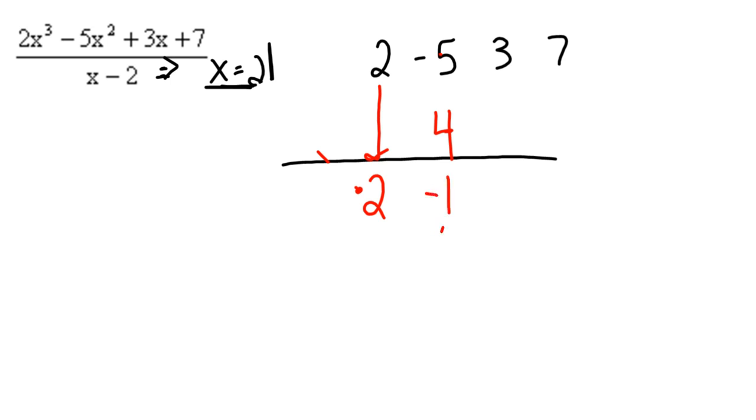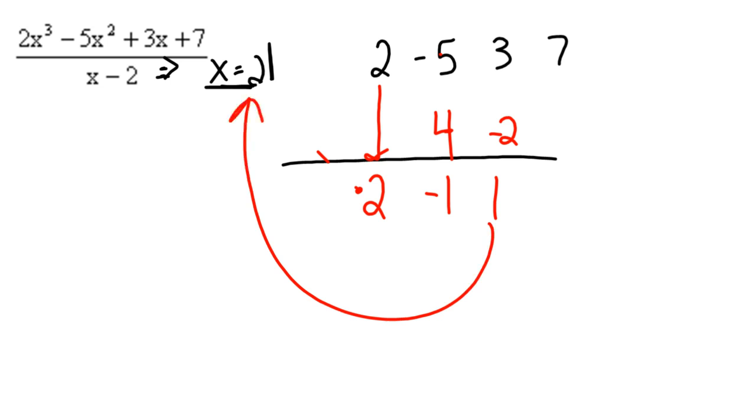I'm going to do the same thing here. I'm going to do my negative 1 times 2. That gives me a negative 2. Now I'm going to combine 3 and negative 2 to get a positive 1, which is very good. And last but not least, I will do this one more time. I'm going to do 1 times 2 gives me a 2. I'll put that here, and I will combine with my 7 to get a 9.